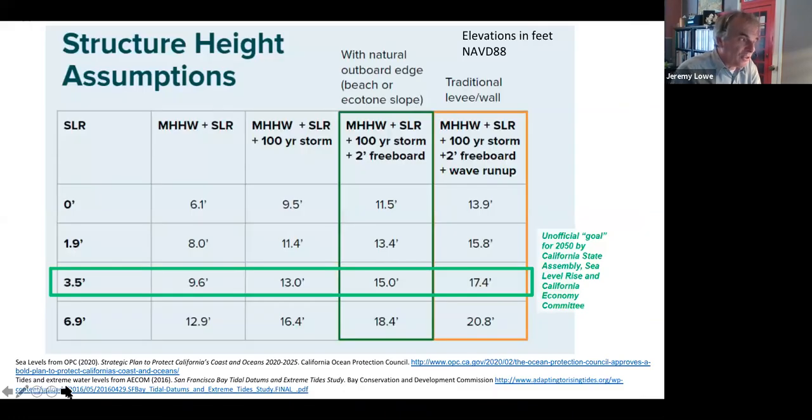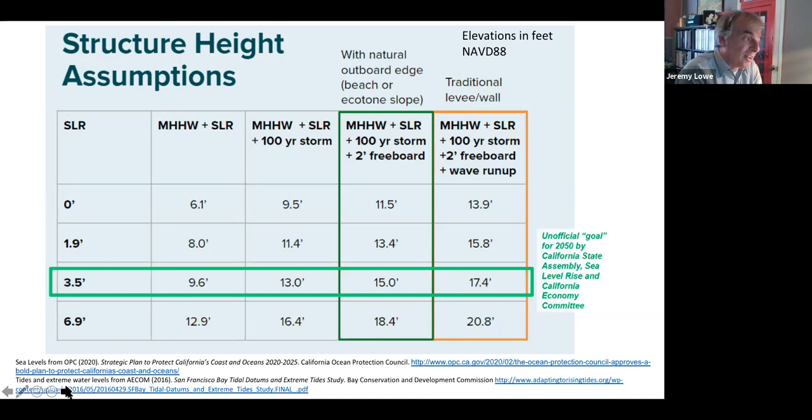To provide future flood protection, the elevation of levees will have to be raised. And this table shows some of the assumptions in determining those structure heights. Scientific projections of sea level rise for the bay and guidance for their interpretation are regularly updated by the state's Ocean Protection Council.